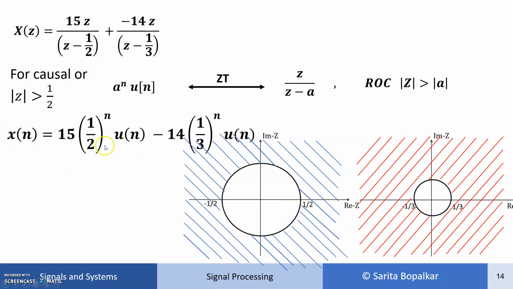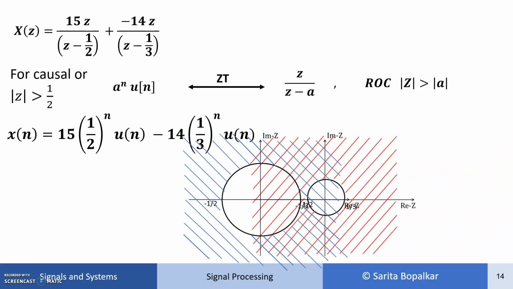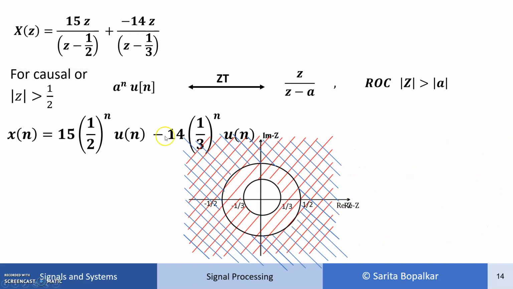But our sequence is a combination of both, so the ROC should be a combination of both. The intersection, the common region of both ROCs, is the ROC of your entire X of n. So we'll check what is the common portion of both ROCs, or the intersection of both ROCs. Let's see. Here you can check the combined portion for both, mod Z greater than 1 by 3 and mod Z greater than 1 half. The common portion, or intersection region, is mod Z greater than 1 half.